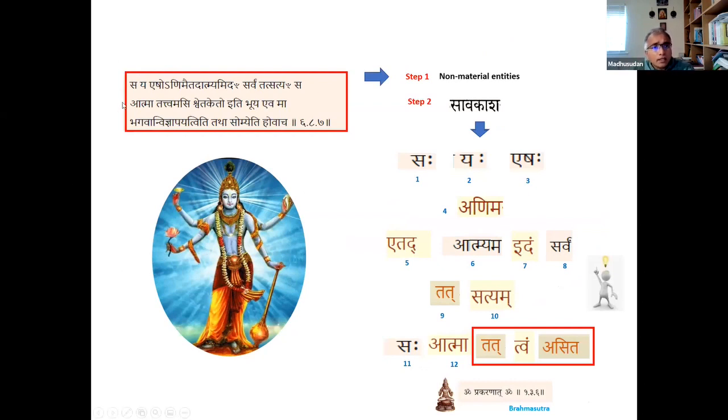What did Uddalaka say here? Sa ya esho animaitadatmyam idam sarvam tat satyam sa atma tat tvam asi Shvetaketu.